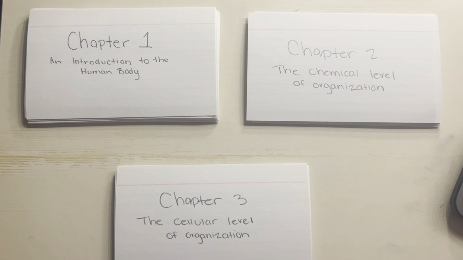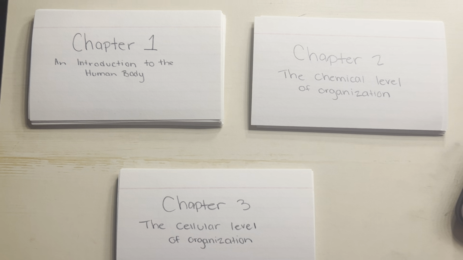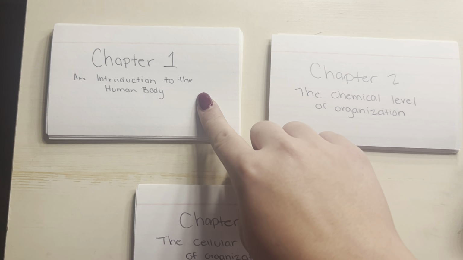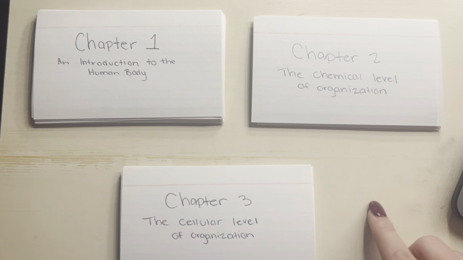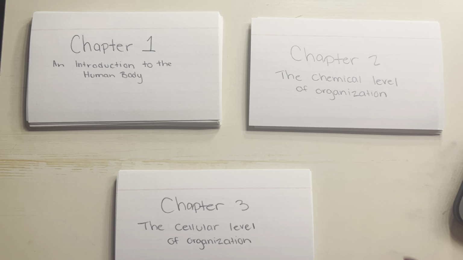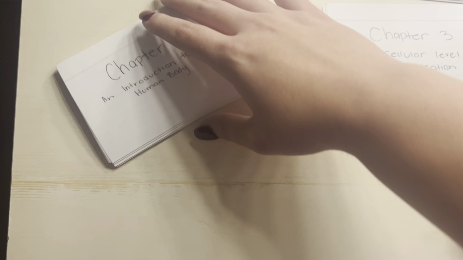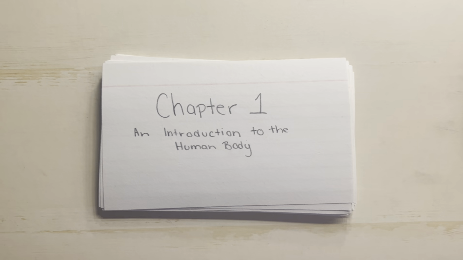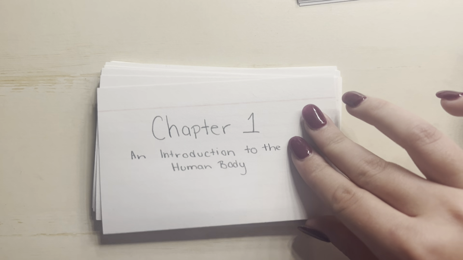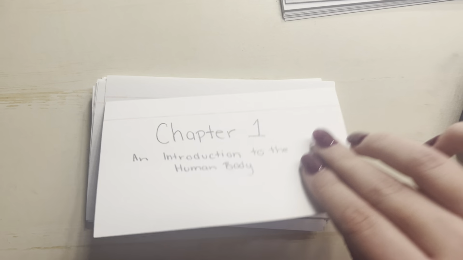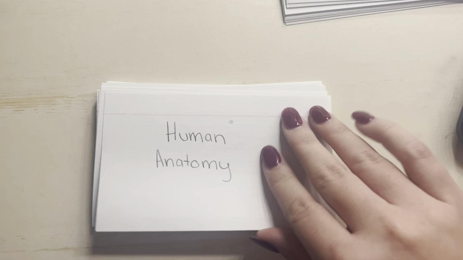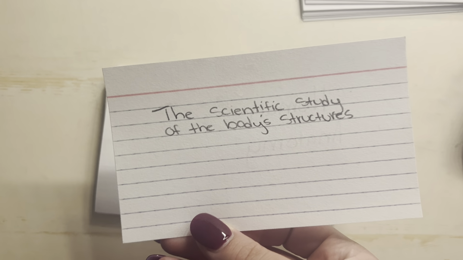And I will now go through each specific pile. The front of the card will always have the question, while the back side of the card that's lined will have the answer. To start off with Chapter 1, an introduction to the human body, we have what is human anatomy. And human anatomy is the scientific study of the body's structures.